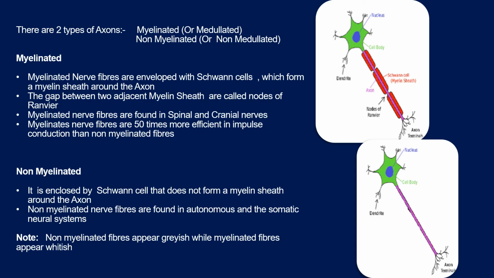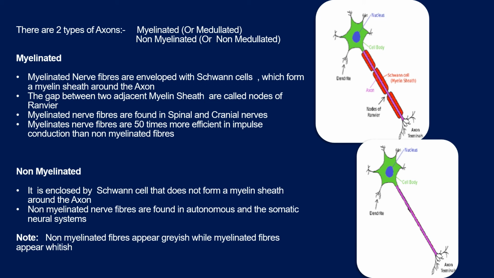Now, there are two types of axon. One is myelinated and another is non-myelinated. Myelinated is also known as medullated and non-myelinated is also known as non-medullated. First we discuss the myelinated. Myelinated nerve fiber is enveloped with the Schwann cells which form a myelin sheath around the axon, and the gap between the two adjacent myelin sheaths is called node of Ranvier.